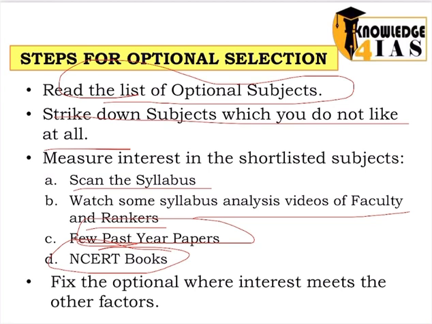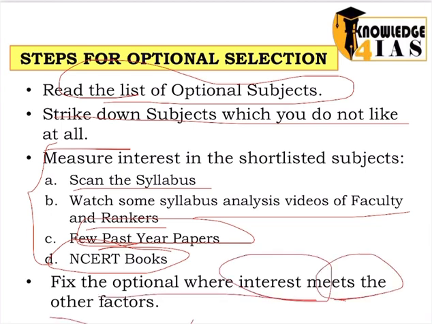All right. So on the basis of these steps, you will be in a position to measure the depth of any optional paper, and you will start realizing that yes, this is the optional paper in which I have a little more interest. Now fix the optional paper where interest meets all other factors. That means interest should be the topmost factor, and after interest, when other factors are favorable, go for that subject.